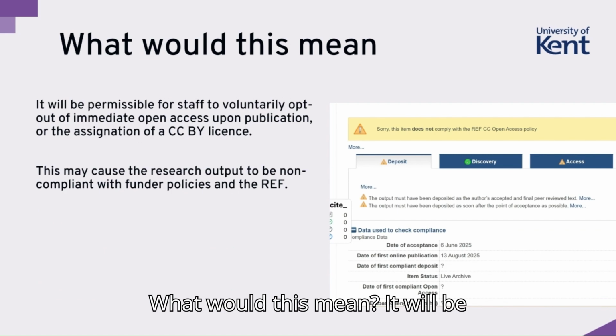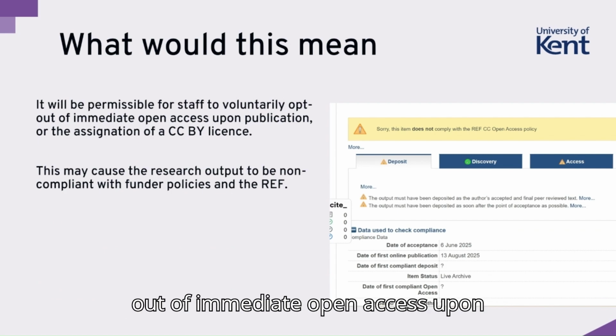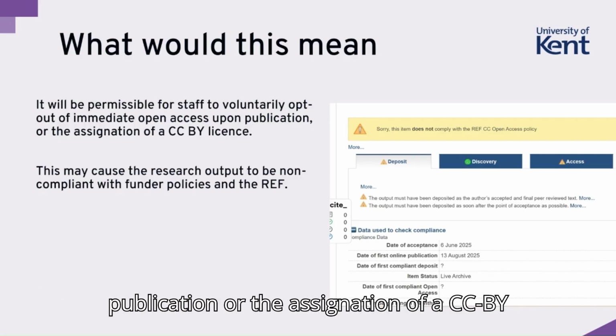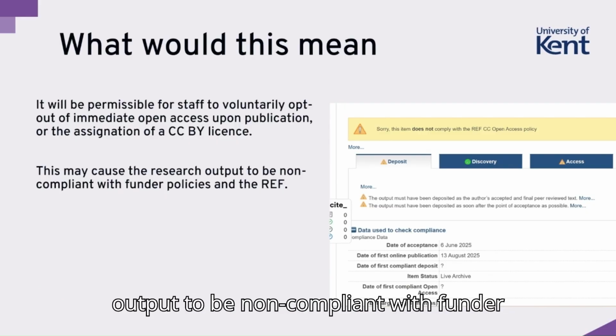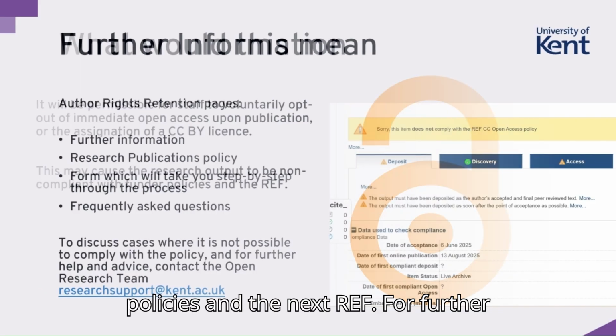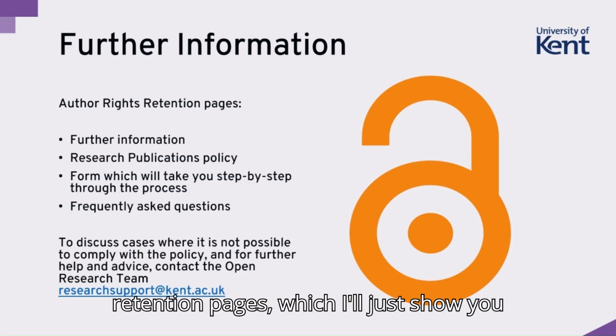And what would this mean? It will be permissible for staff to voluntarily opt out of open access upon publication or the assignation of the CC BY license, but this may cause the research output to be non-compliant with funder policies and the next REF. For further information, we have our author rights retention pages, which I'll just show you now.